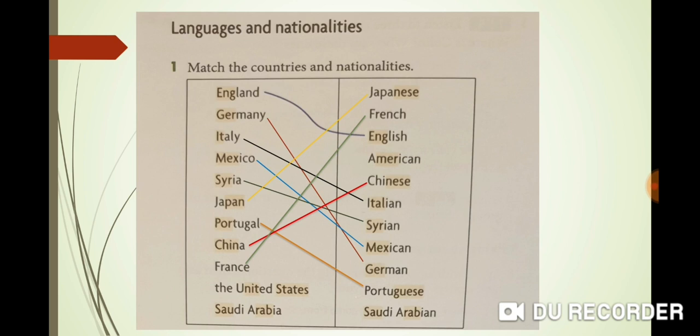The United States. الولايات المتحدة. American. Saudi Arabia. Saudi Arabian.